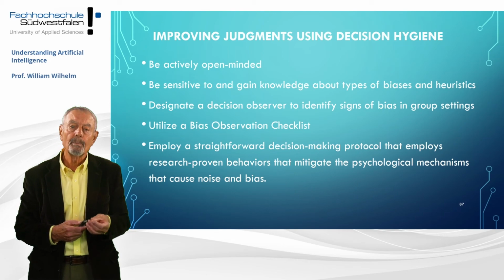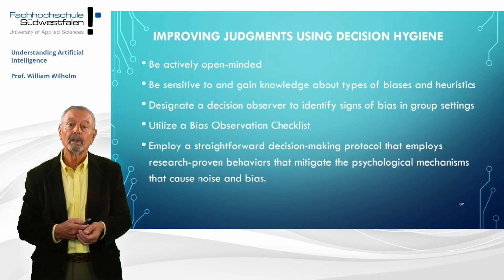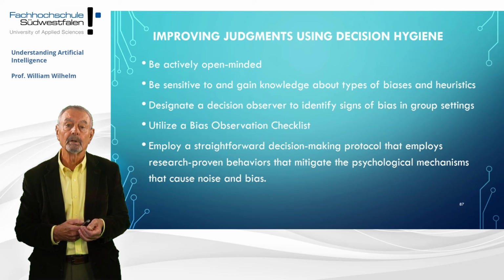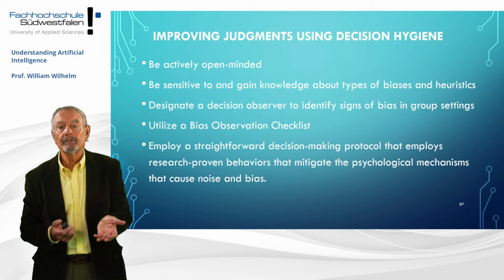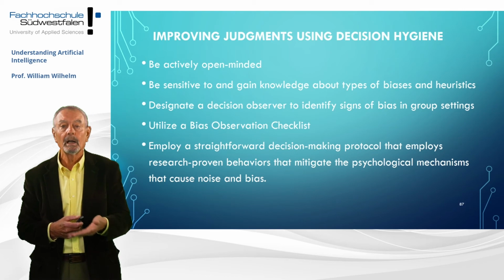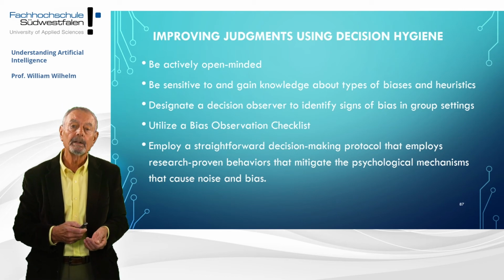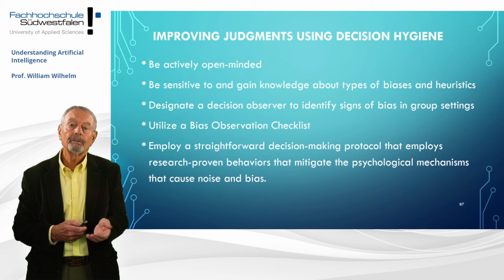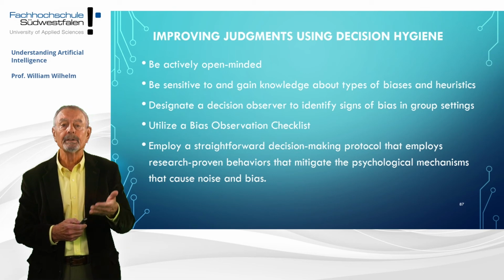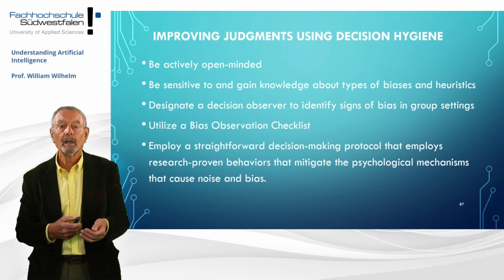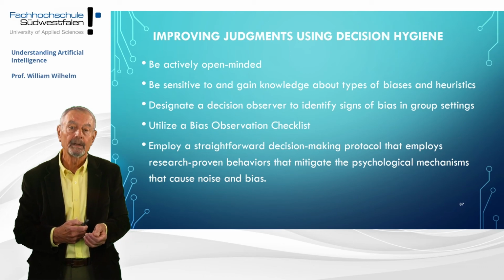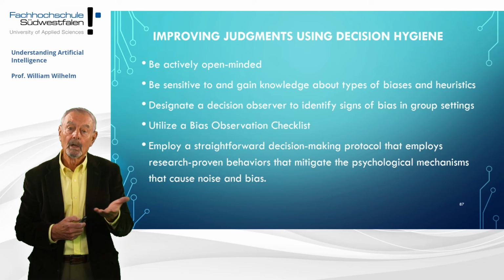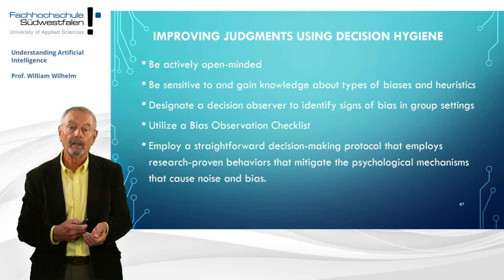A strategy for debiasing judgments in group settings is to designate a decision observer to identify signs of bias. The decision observer uses a bias observation checklist that follows the chronological sequence of the discussion that leads to an important decision. It's also important to follow a straightforward decision-making protocol or framework that employs research-proven behaviors that mitigate the psychological mechanisms that cause noise and bias. We will use just such a decision-making framework when we engage our ethics cases next week.